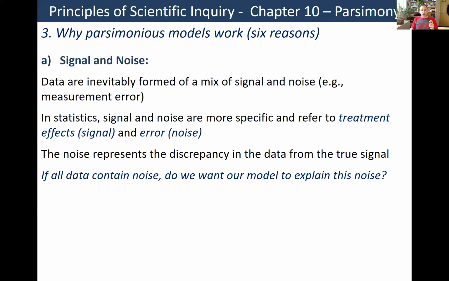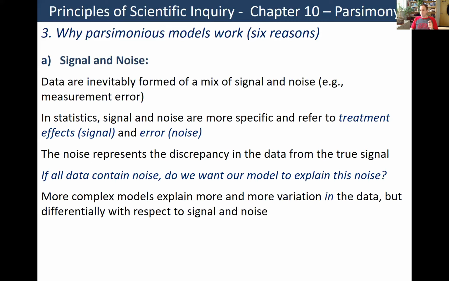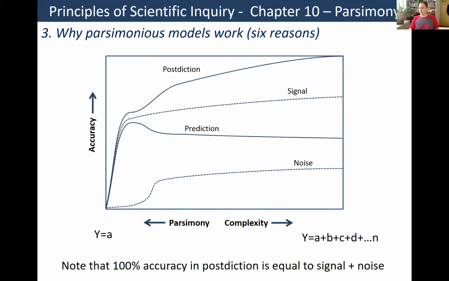What we would prefer is that our model doesn't incorporate that noise, because that noise is not going to apply more broadly outside of that sample. More complex models explain more and more variation in the data set used to build the model, but differentially with respect to signal and noise. So as the model becomes more complex, the model's spending more effort explaining the noise in the data than the signal in the data, and we're not interested in the noise generally.